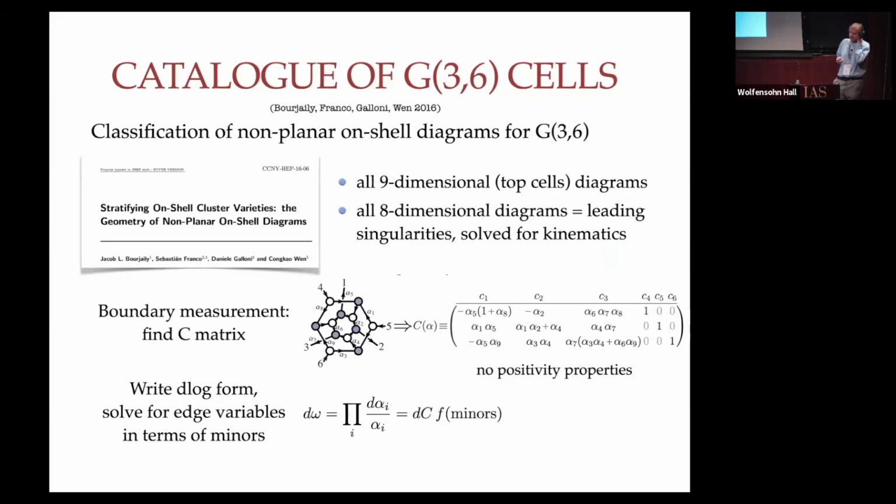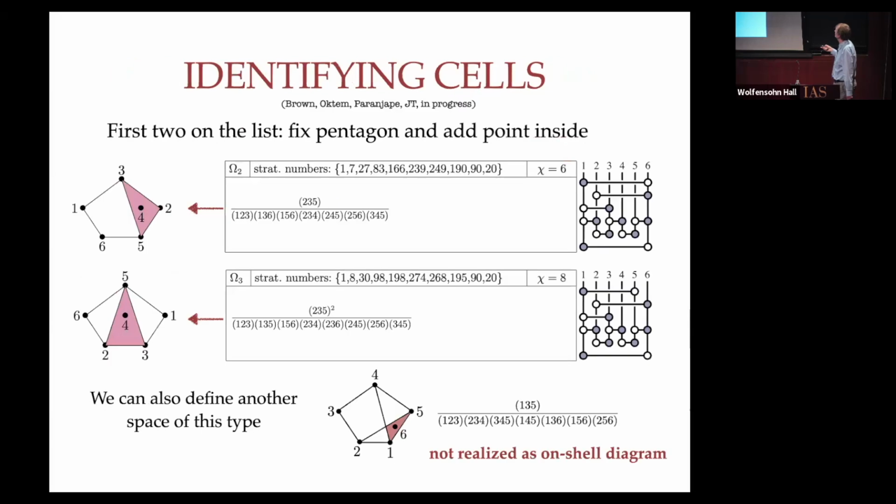Okay, so the last thing I want to mention is that one can actually start analyzing these cells very systematically. In a very nice paper by Jake and his collaborators from 2016, they generated all on-shell diagrams for non-planar G(3,6), and they gave a list of them, including the forms in terms of minors. So for the top cell, which in principle is not the one relevant for us in physics, but for the analysis of the geometry it's the one to look at, and all 8-dimensional cells, which would correspond to these leading singularities.